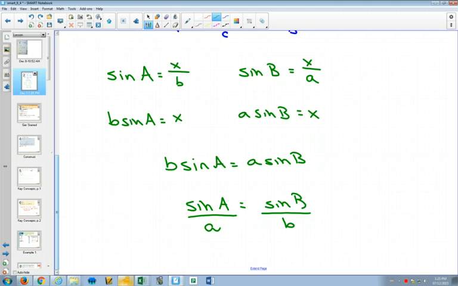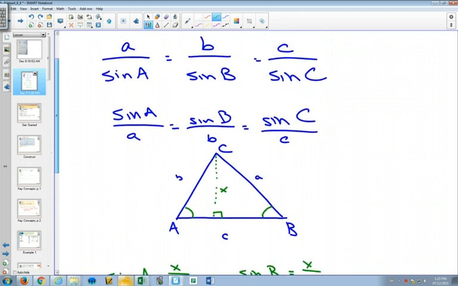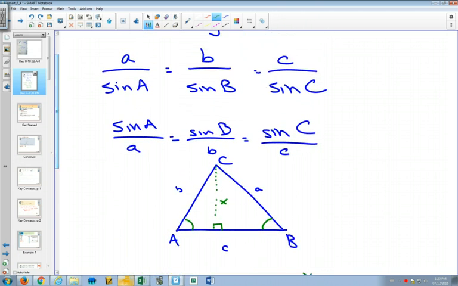Now, whenever you use the sine law, you look back at the beginning, it has three parts. It's also saying that it's equal to sine C over c. Well, I showed that sine A over a was equal to sine B over b by making this the height of my triangle. But if I decided to draw a 90-degree angle here and make this my x, I could prove exactly the same way sine B over b is equal to sine C over c.